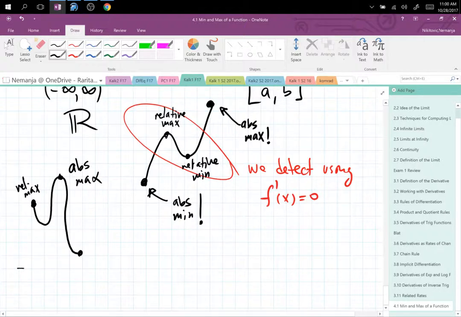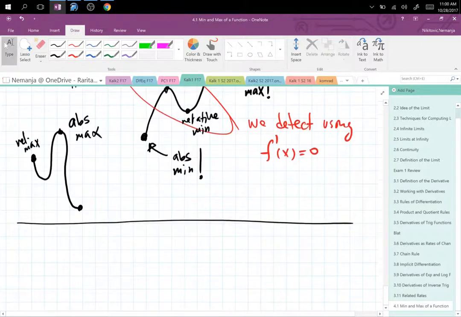So let's take a look at the problem. Absolute minima and maxima, they give us some cute problems here. Let's find something that's not too pretty.